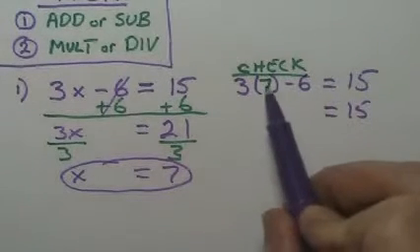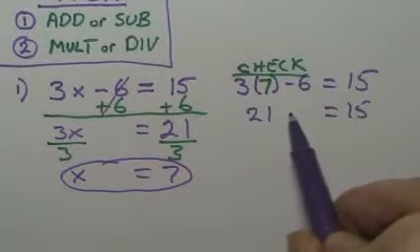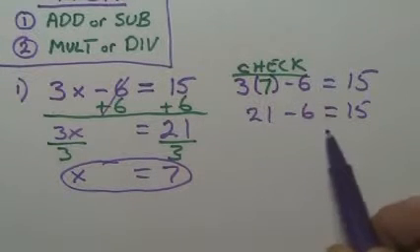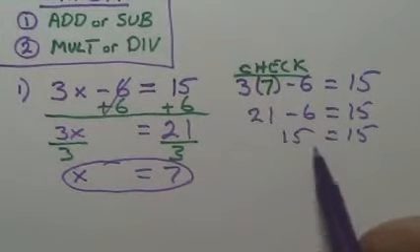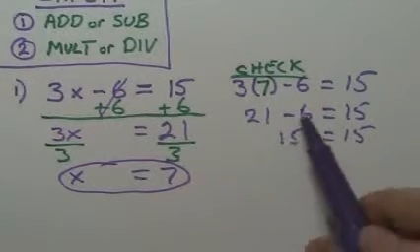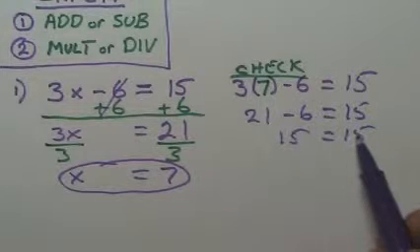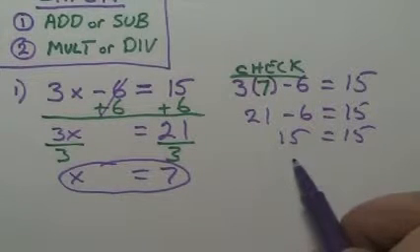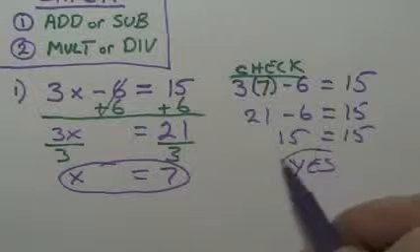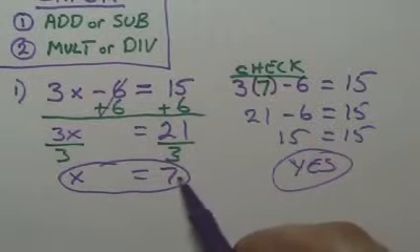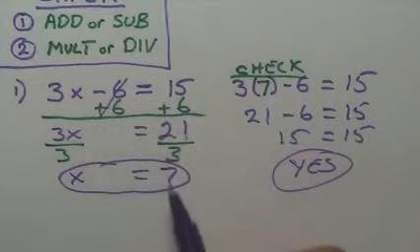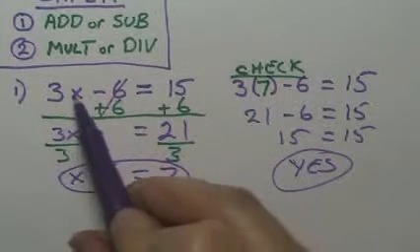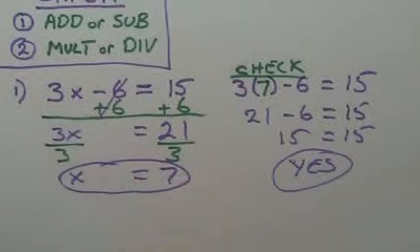Well, 3 times 7 is 21. Bring down the minus 6. 21 minus 6, that is 15. So yeah, look, the left side is equal to the right side. Therefore, yes. You could say okay or yes. Our answer is correct. 7 is the correct answer. It is the solution to this equation. It's the only number that will work for this variable right here.